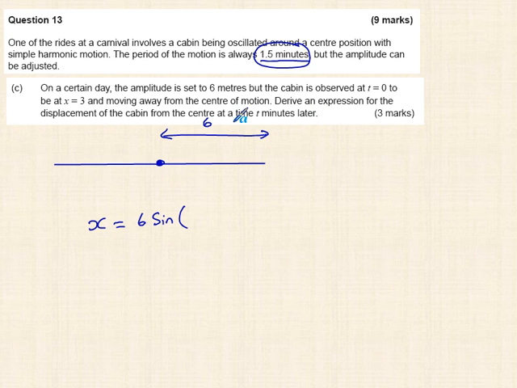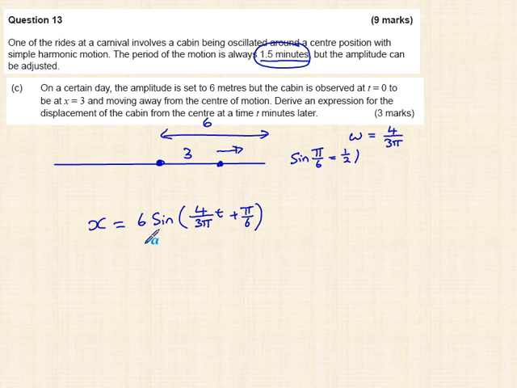Then we know that omega is equal to 4 over 3 pi, and that's got to be in here. So that's going to be 4 over 3 pi t. But it starts here, going this way. Now we know that sine of pi by 6 radians, or 30 degrees, is a half. So when t is 0, we want the angle in here to be pi by 6.